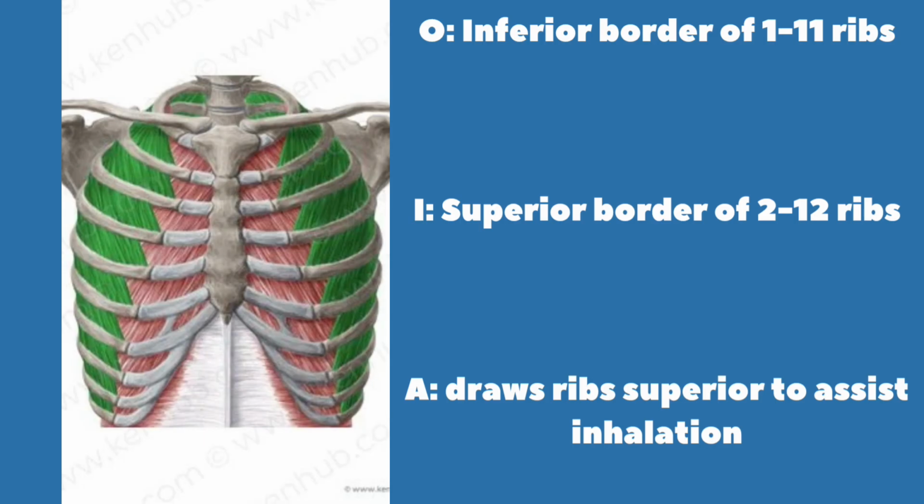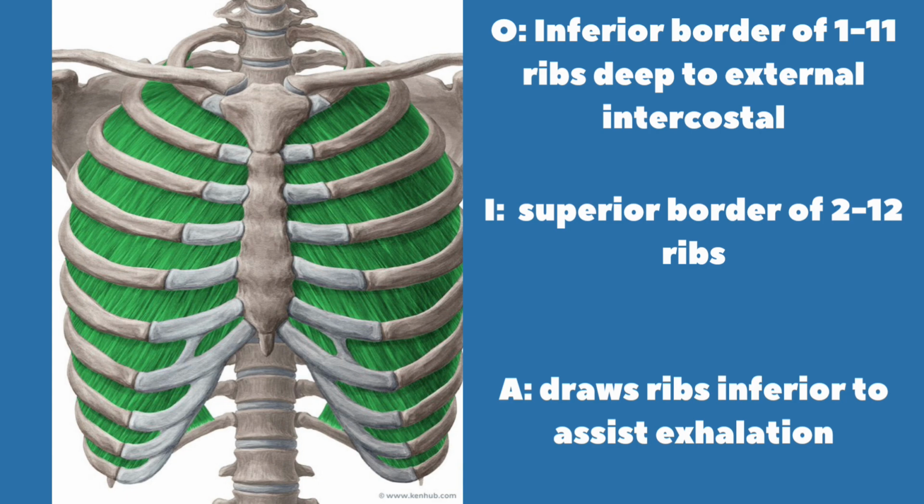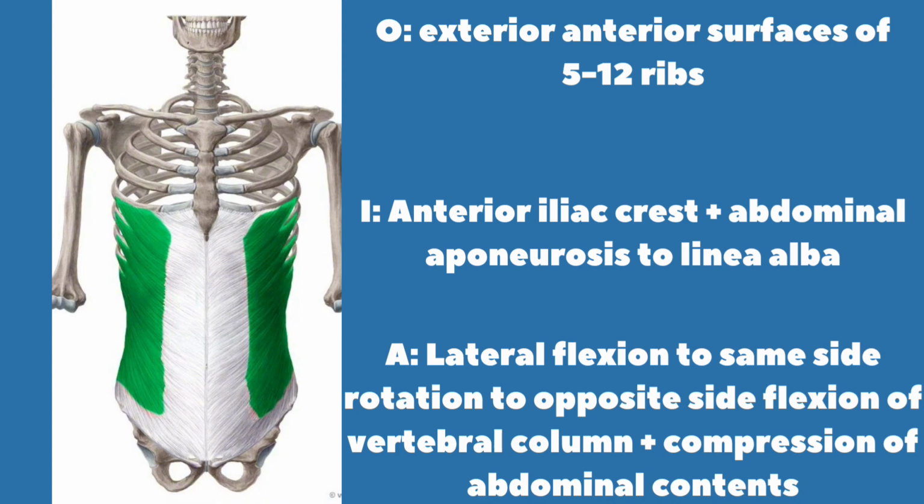External intercostals will originate the inferior border of the rib above and insert the superior border of the rib below, and same with the internal intercostals, except the external is for inhalation and the internal is for exhalation.